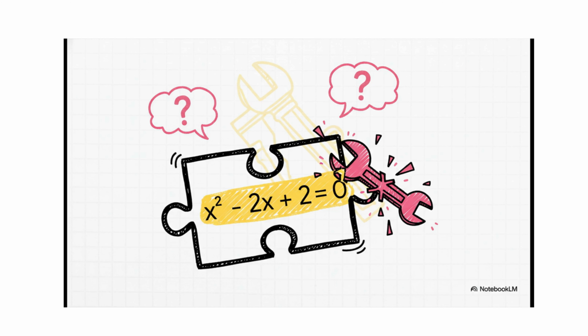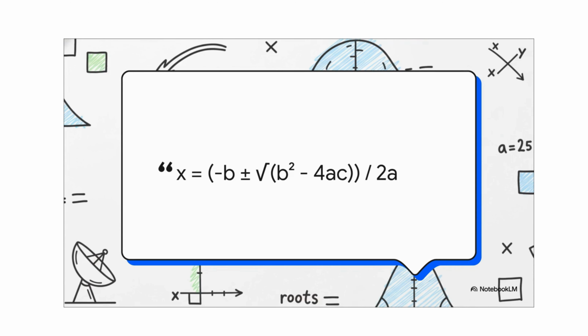So when our simple tool fails, it's time to reach for the ultimate power tool. And this is it, the master key, the quadratic formula. I know it looks a little scary, but this right here is one of the most powerful formulas in all of algebra. It is the universal solvent, the tool that will crack any quadratic equation you throw at it. No exceptions. You just have to figure out your a, b, and c from the equation, plug them in here, and it spits out the answer.